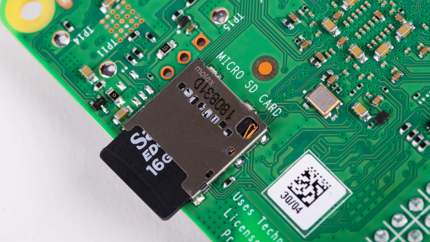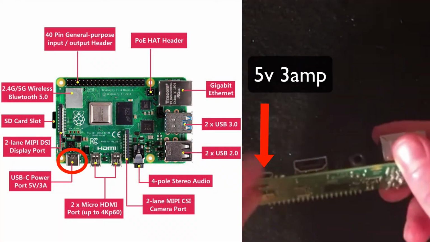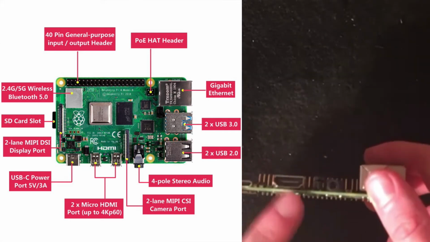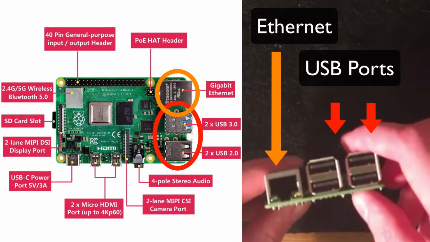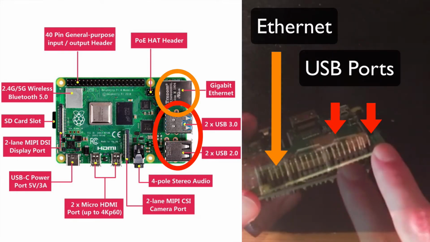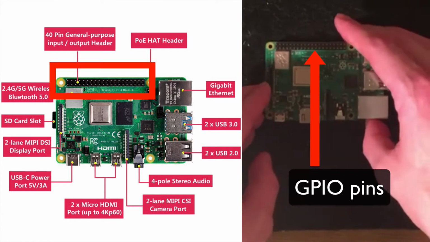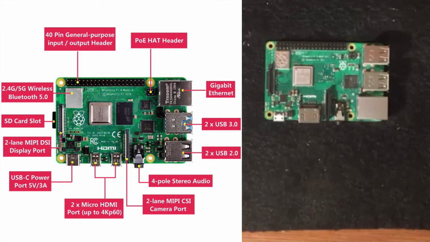So let's see what other ports we have. We have a micro USB power port, an HDMI port to plug it into a monitor. We have an audio jack to use headphones, a few USBs, and an Ethernet port. And then finally, you have these pins here on this other side. And these are GPIO pins, which are a little bit confusing, but pretty much they allow us to interact with other stuff, like we can plug in lights, we can plug in pumps, and that type of thing.